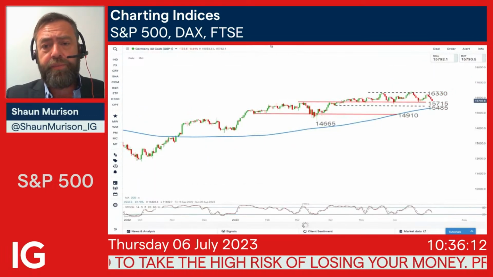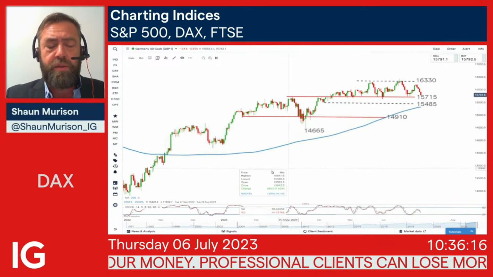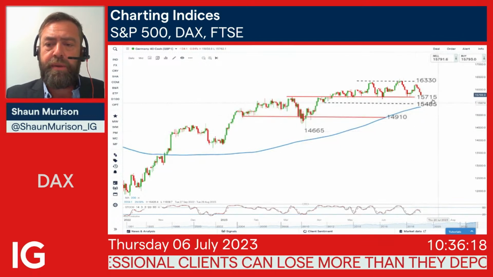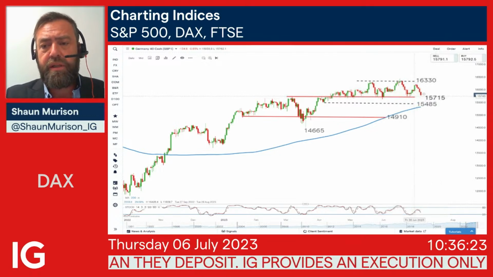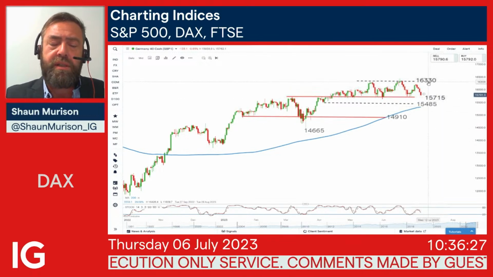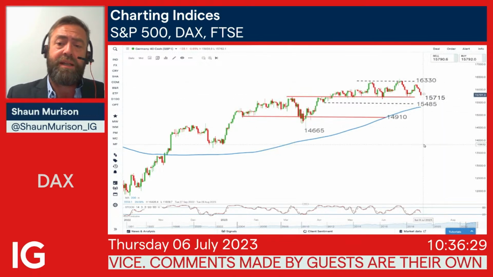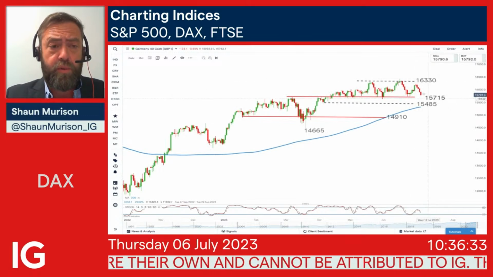Moving over to Europe and looking at the Germany 40. Now, long-term trend for the Germany 40 is up. Short to medium term, we are in a range-bound sideways consolidation, and that is between levels 15,715 support and resistance at 16,330. Now, we've had a pullback. We are now moving towards testing that support level.